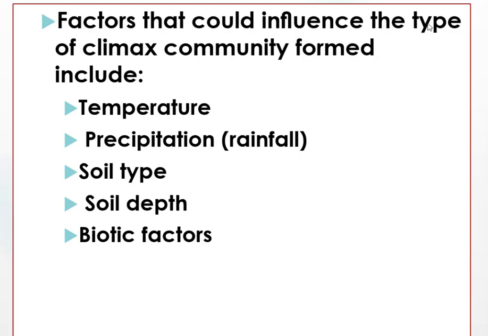For example, when the temperature, precipitation, soil type, soil quality, soil depth, and interaction of biotic factors are beyond optimum, the climax community may be jungle forest. But in contrast, when all these factors that we mentioned before are low or below the optimum level, the climax community might be grasses or cacti.